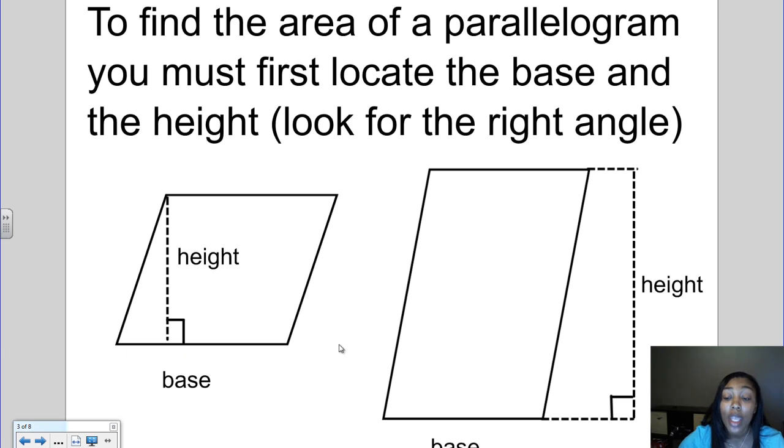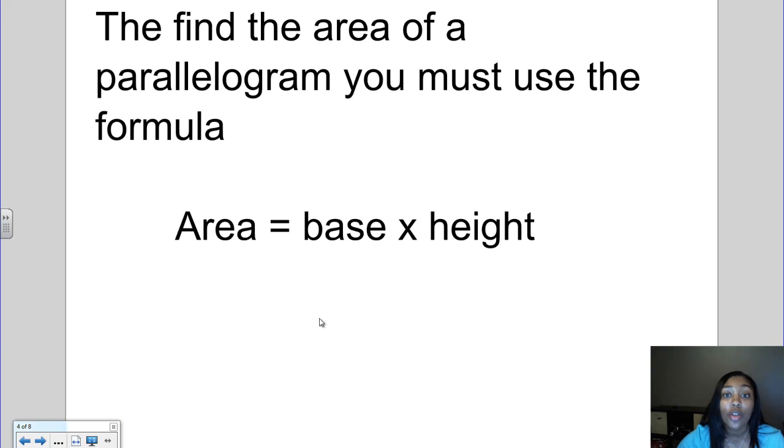Now even if the dotted line is outside of the trapezoid, you're still going to look for the right angle and it's still going to be touching the height and the base. So if you notice, the right angle square is touching this dotted line, is touching the height, and then it's touching this line down here, which means that this is the base. So to find the area of a parallelogram, you must use the formula that area equals the base times the height.